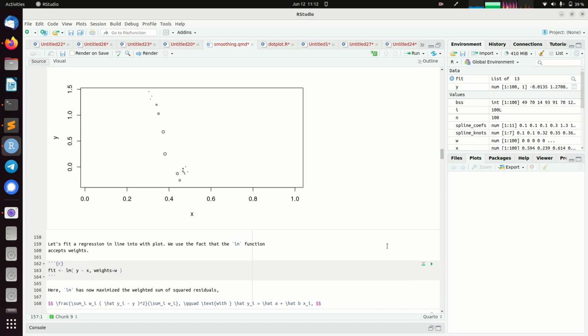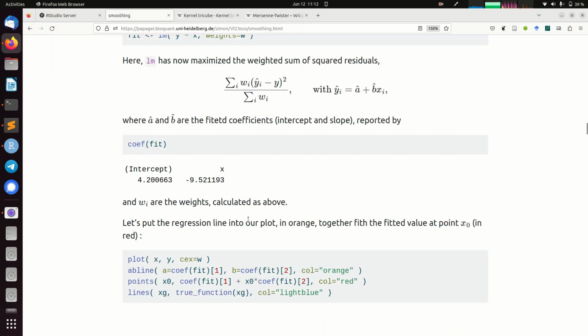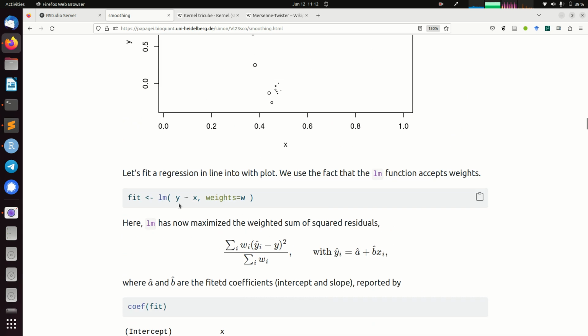And that's what I do here. I calculate, with the LM function, which is simply a linear model. If I do this without this, it just makes a regression line in there, but the linear model can have weights. And that's what I've written here. So this is my linear model.